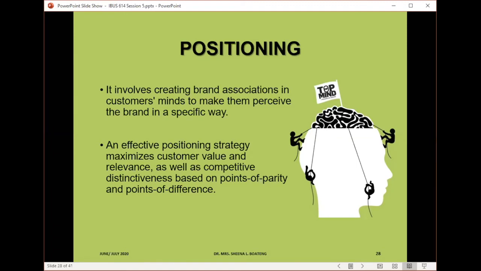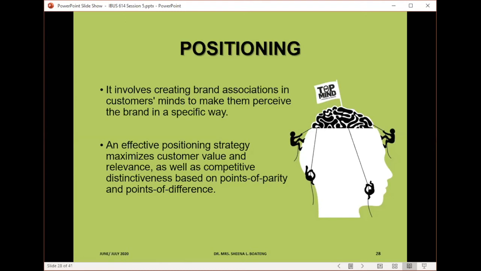So positioning is a way by which the marketer for the specific brand is able to create and occupy a unique position in the mind of the consumer, such that when the consumer is looking for a product or service within that category to satisfy a need, your brand of product or service is what will come to mind first for them to choose. So an effective positioning strategy would maximize the customer value and relevance, being the value that they offer the customer and how relevant their brand is to the customer, as well as how distinct they are from their competitors, using points of parity and points of difference.